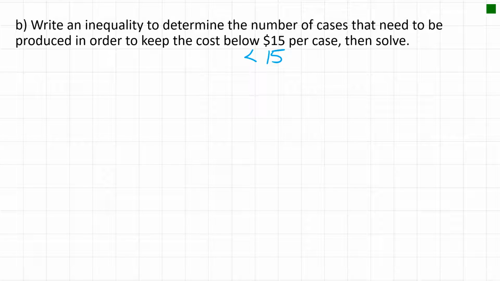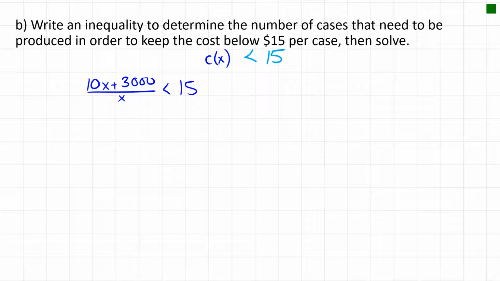And as we did in part A, we have a function for the cost per case depending on how many cases are produced. So this would be c of x. The cost per case has to be less than 15. So writing c of x as the function it is, that's 10x plus 3,000 divided by x must be less than 15. So this is that inequality that we want to solve.